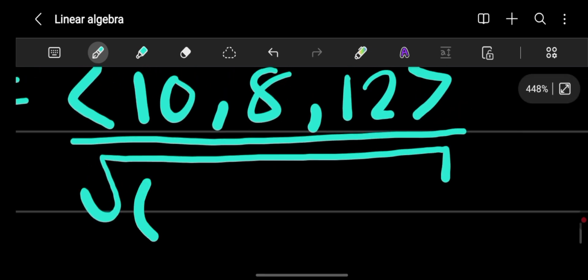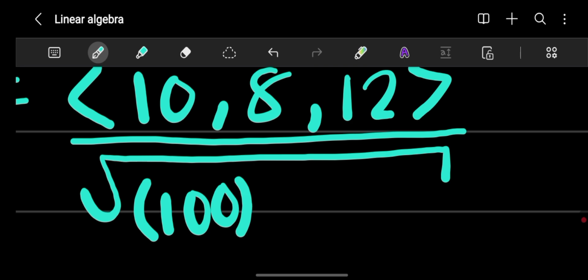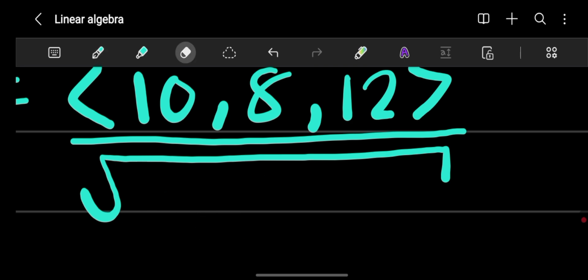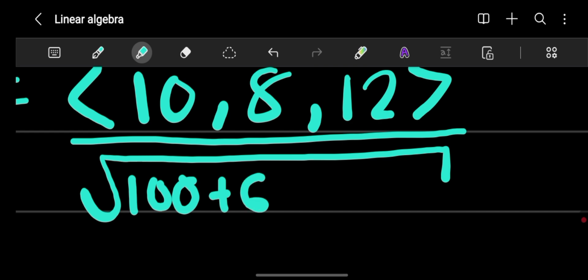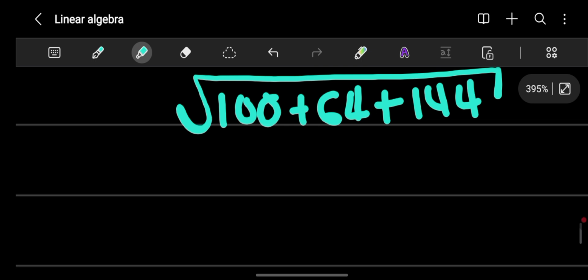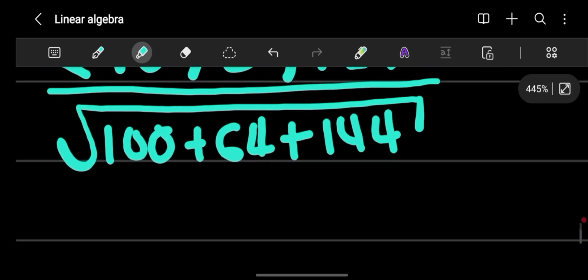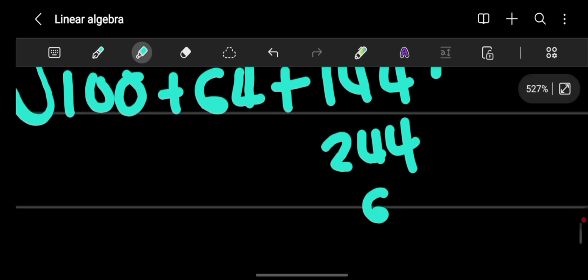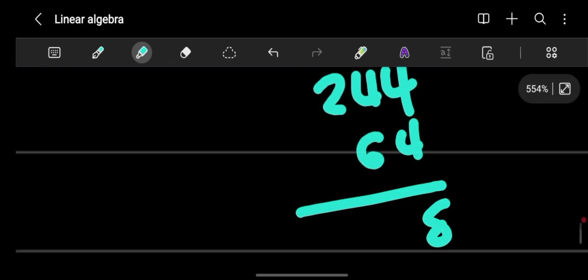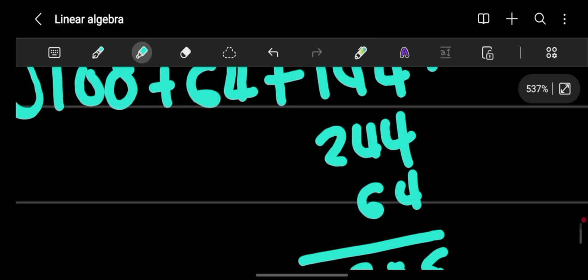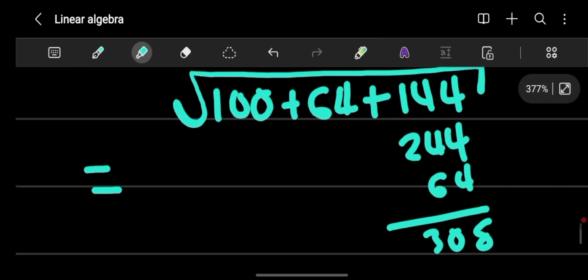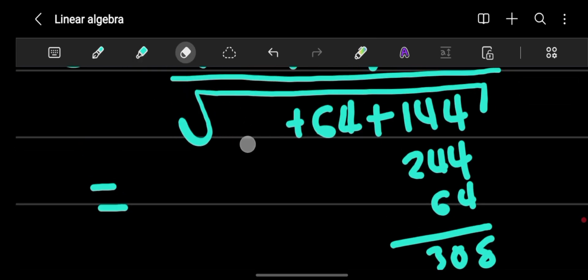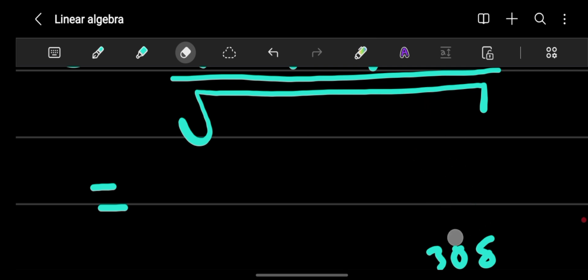So the magnitude: 10 squared is 100. 8 squared is 64. 12 squared is 144. So that's 244 plus 64, which is 308, right? So I'm just going to erase everything here and write the 308.